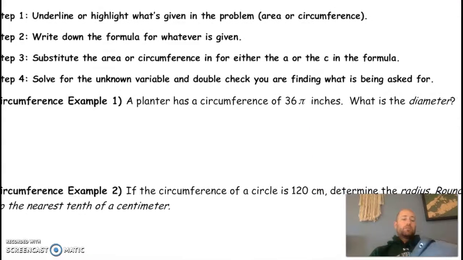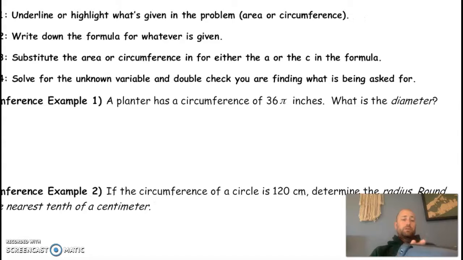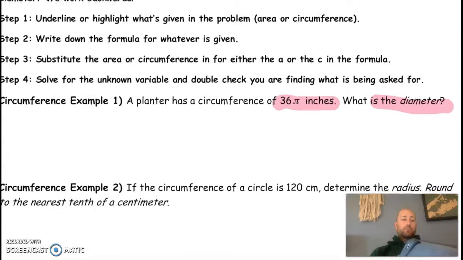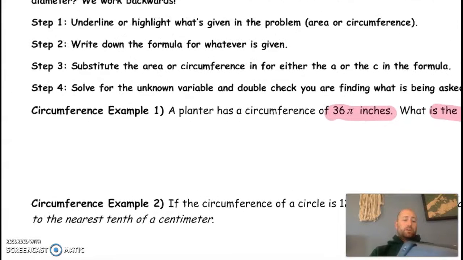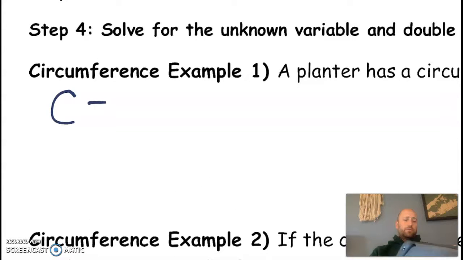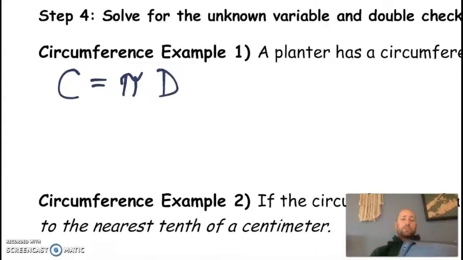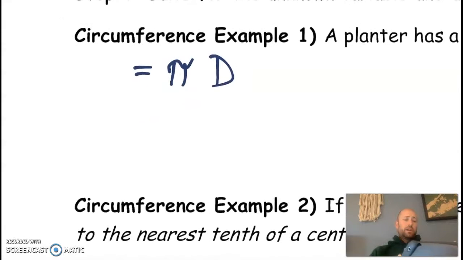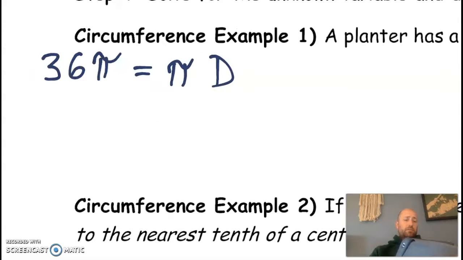A planar has a circumference. Okay, so they have the circumference. What is the diameter? Okay, so let's see here. This is what we got. Circumference equals pi times diameter. I know you can't do this at home, but when I take that circumference, it tells me my circumference is 36 pi. So instead of circumference, I have 36 pi.